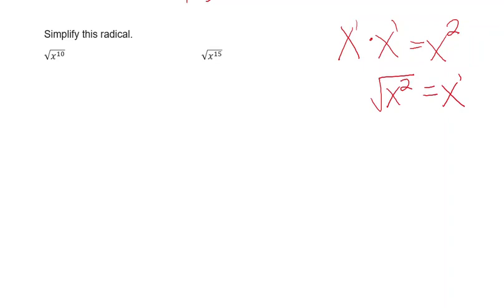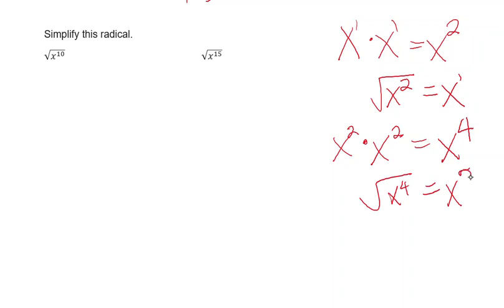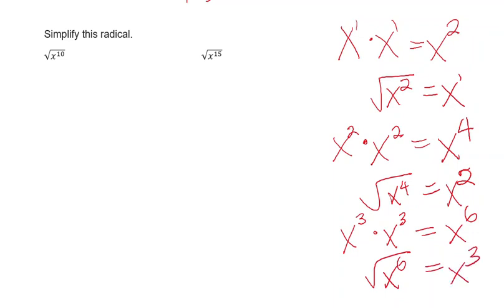Well, the next biggest exponent is 2, and when you multiply x squared times itself, which is what taking square root means, you get x to the fourth. So the square root of x to the fourth is x squared. When you multiply x cubed times x cubed, 3 plus 3 is 6, you get x to the sixth. So the square root of x to the sixth is x cubed.